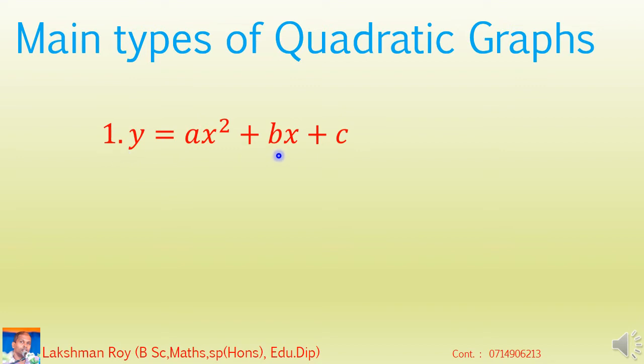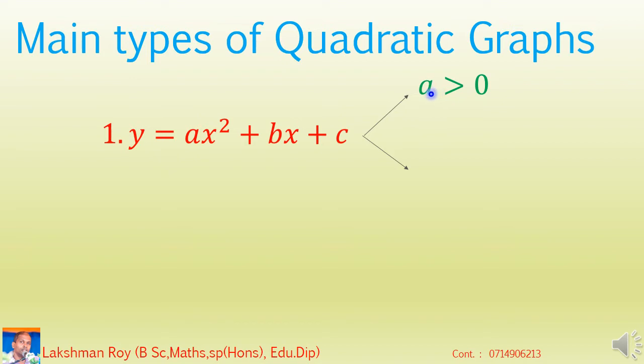In this graph type, I am going to discuss two types. You can see here, simple a means the coefficient of x squared. The coefficient of x squared, a, may be positive or may be negative. In the first type I'll discuss when a is greater than 0, that means a is positive. Then the other type is when a is less than 0, that means negative.